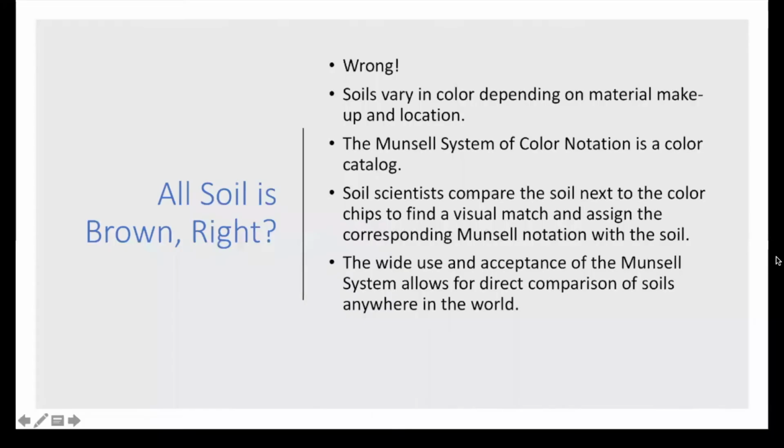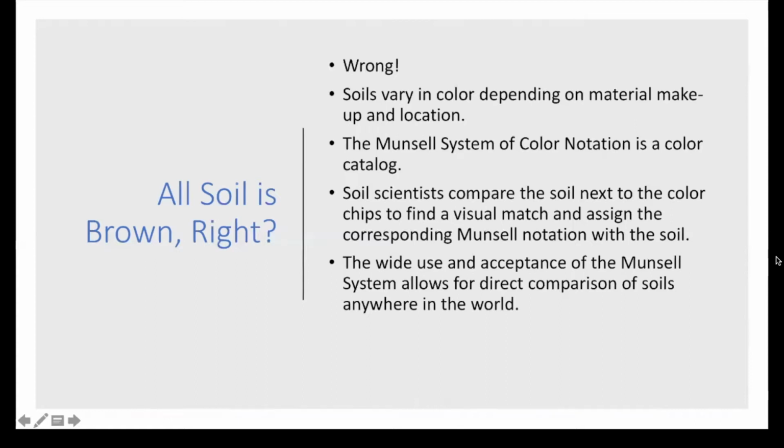Now, I bet you think all soils are brown, right? Question mark? No, that is wrong. Soils vary. There's red, brown, yellow, yellowish red, grayish brown, and pale red, which are all very good descriptive colors of soil, but they're not exact. But it's really neat that we can get the exact color, and that's through the Munsell system of color notation. And we're going to be utilizing that next week in lab.